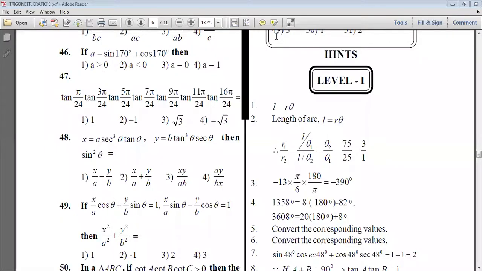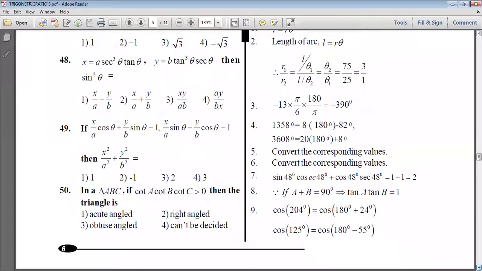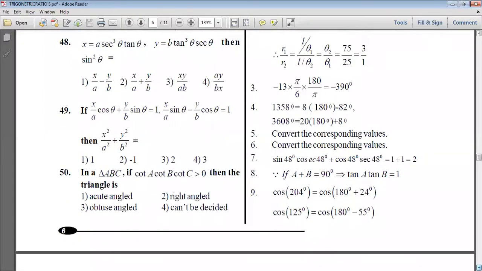Next, I got the 49. Okay, 49 is also similar to the previous problems, because this is the equation in terms of sin and cos. So just square both the equations on both sides, then add them. Then the theta is going to get eliminated. So try yourself. If you're not getting it, then tell me.